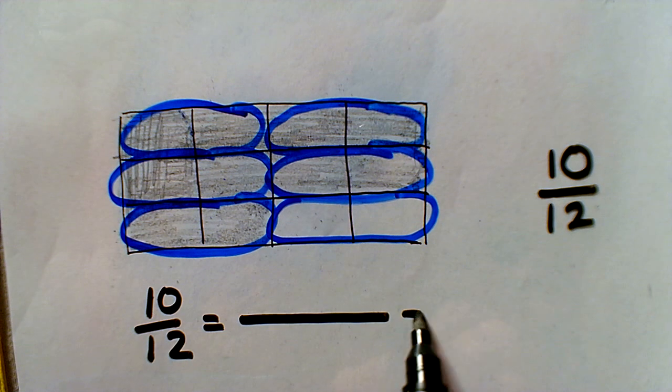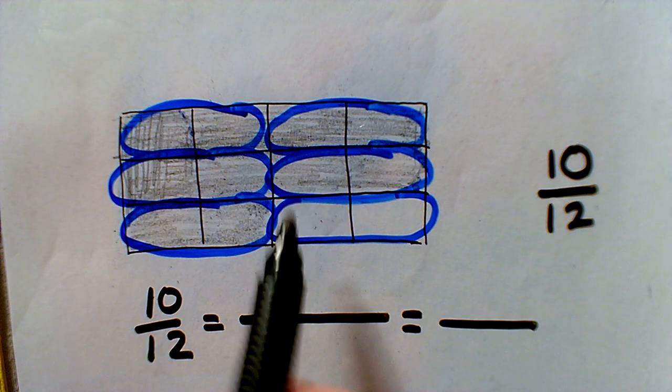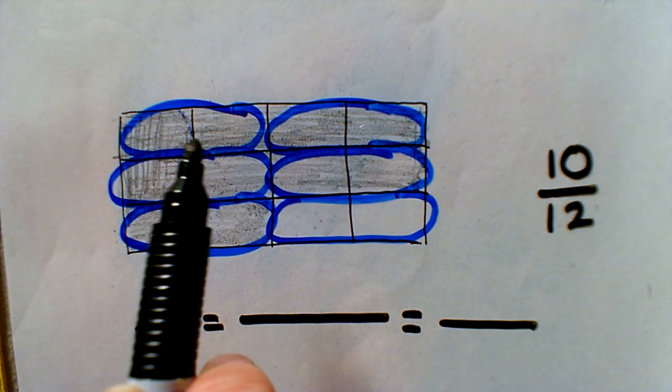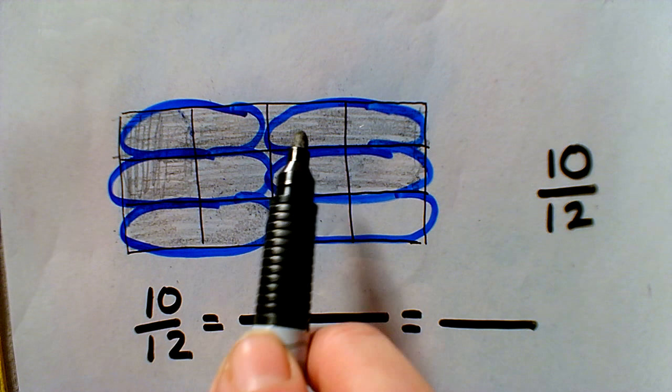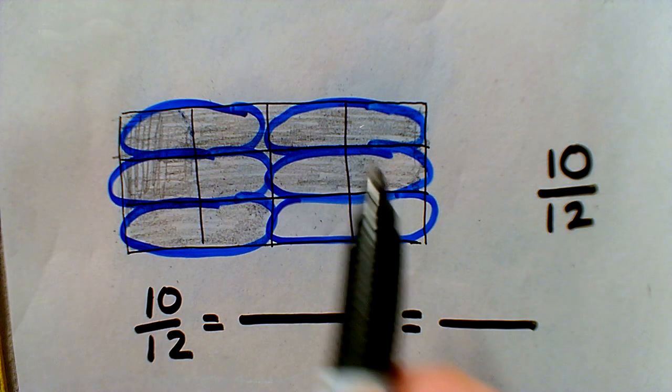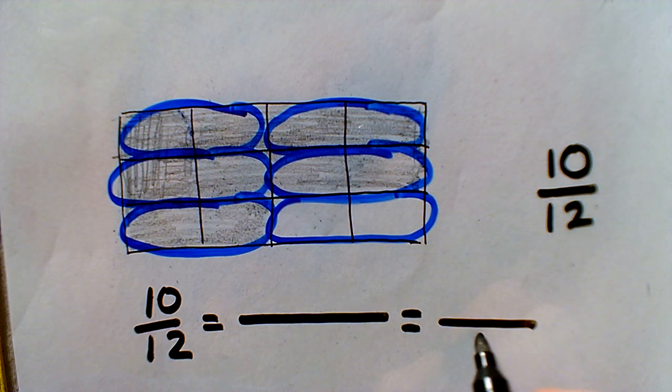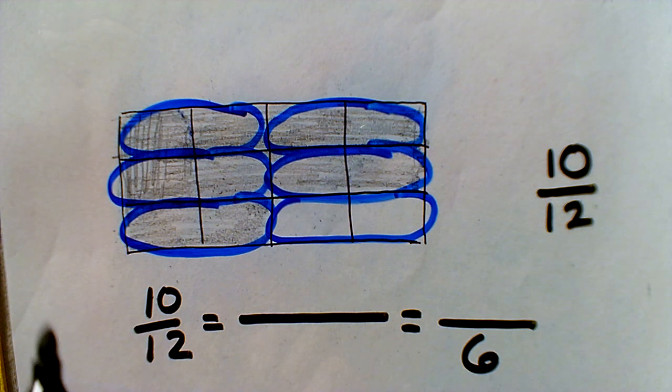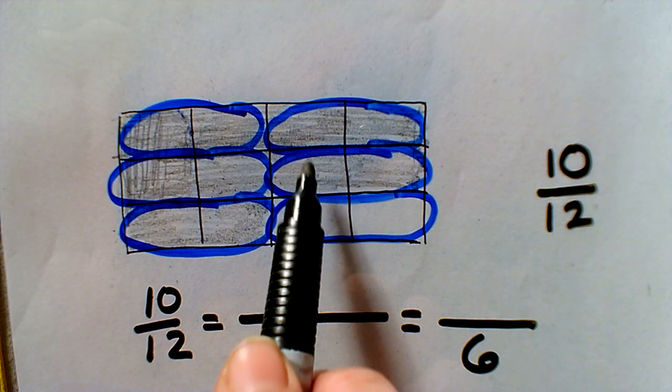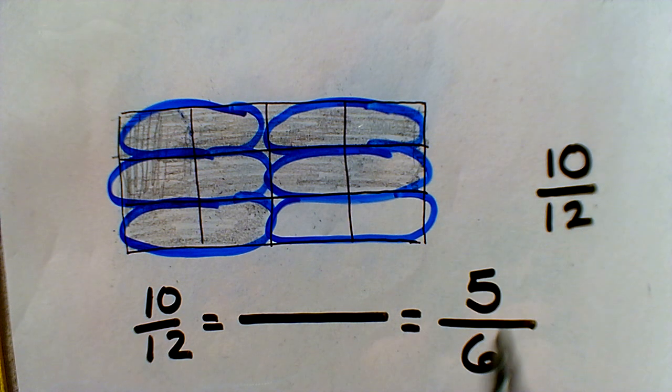Then we're going to show how we turned it into our new fraction. So let's just go ahead first and write our new fraction. We have 1, 2, 3, 4, 5, 6 groups now as my denominator. So that's the total number of units. And then in the numerator, we're going to have the shaded. 1, 2, 3, 4, 5.